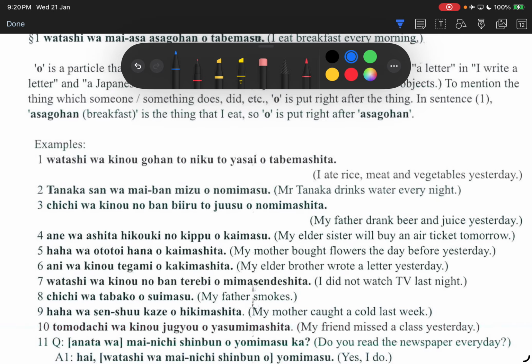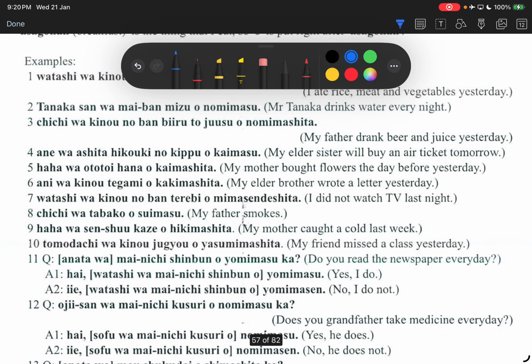Okay, moving on. Number 10. 友達は昨日授業を休みました. So what did we do to 授業? 授業 is lesson. So what did we do to 授業? 休みます. Like we took a break or we rest. We rest from the lesson. That means there was no lesson. We missed the class. Okay. Then number 11. 毎日新聞を読みますか? So 新聞 is newspaper, right? So how do we interact with newspaper? 読みます. So read. I read the newspaper. So A1 says, はい、読みます. A2 says, いいえ、読みません. Right, 読みません means don't read.